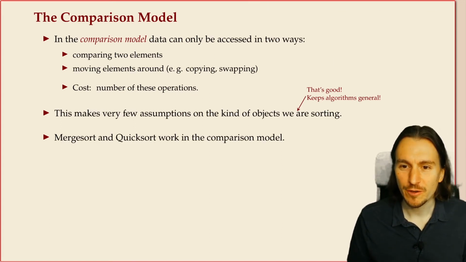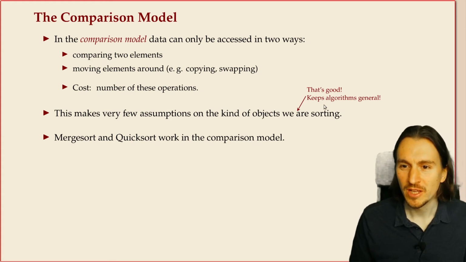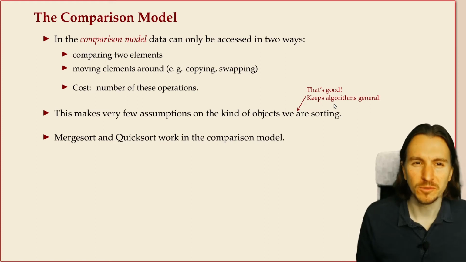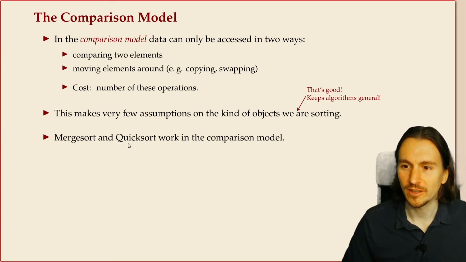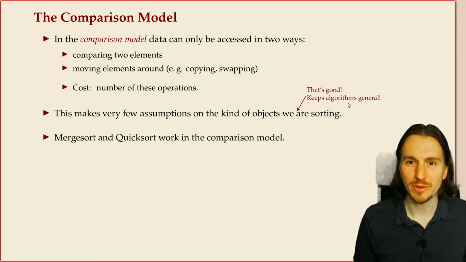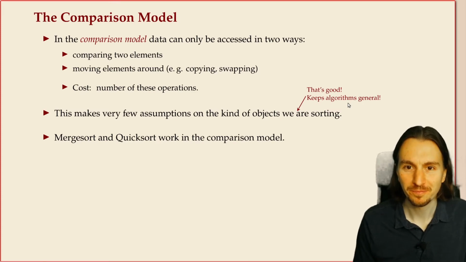It makes very few assumptions on the objects that we're sorting. As I said, you can only compare them, which is weird if you want to program with it. Well, not too weird, because merge sort and quicksort actually just use the elements in that way. But this is what makes the model helpful for lower bounds, because it's fairly general. It doesn't make many assumptions. That means it applies to many different things.